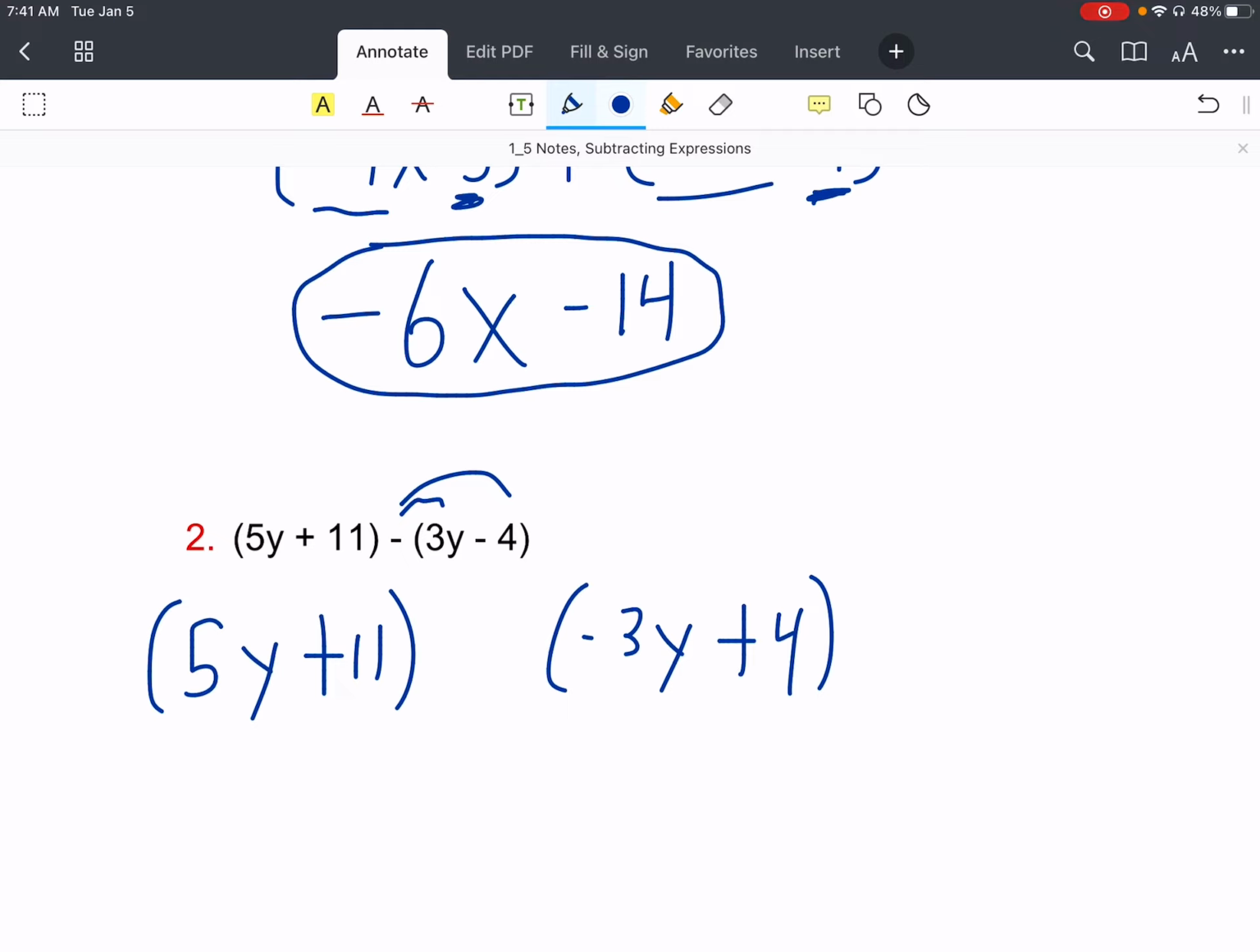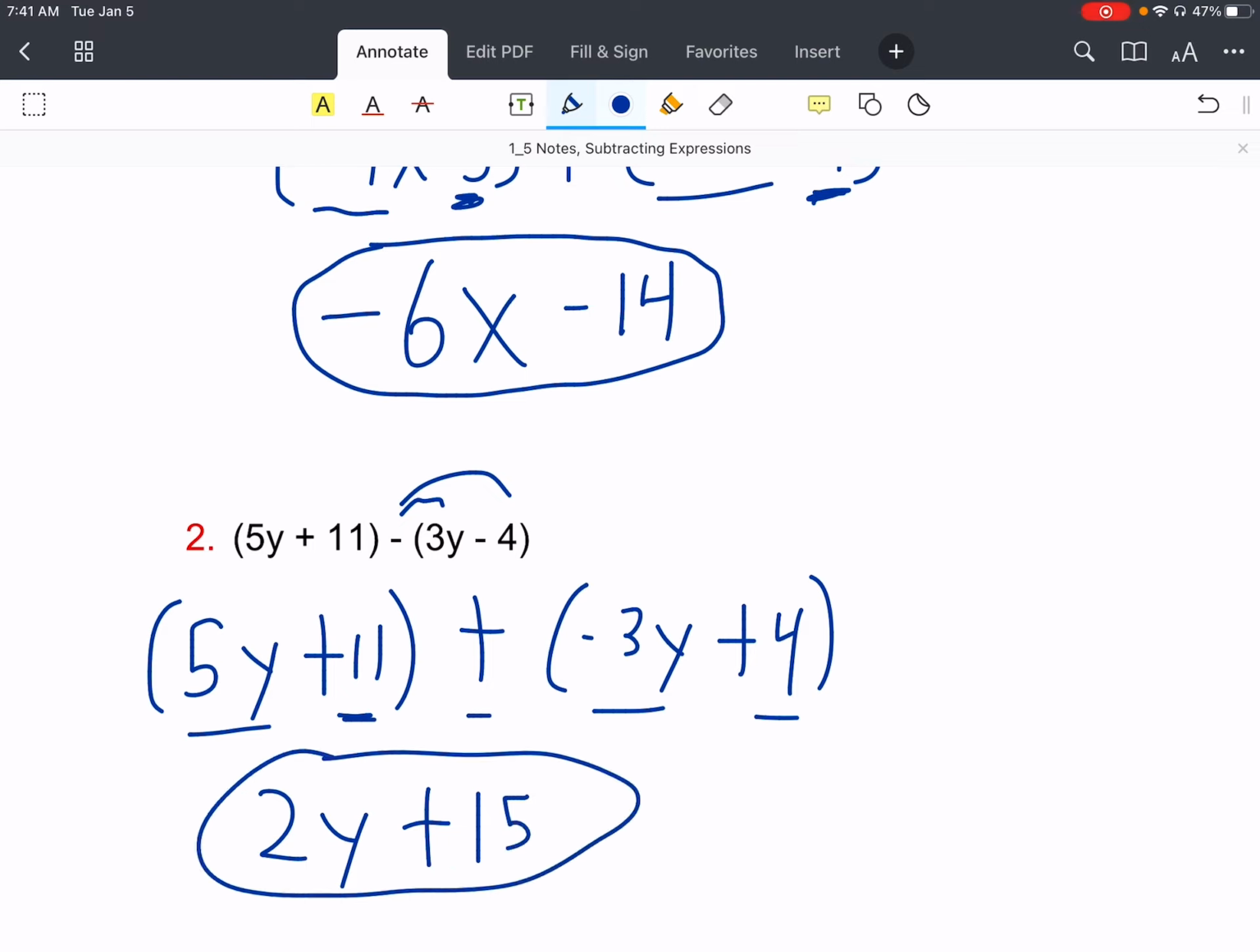And because we're combining things, you can put a plus sign in to help you, because combining means to add. So now we have 5y and a negative 3y, which is positive 2y, and then 11 plus 4 is positive 15.